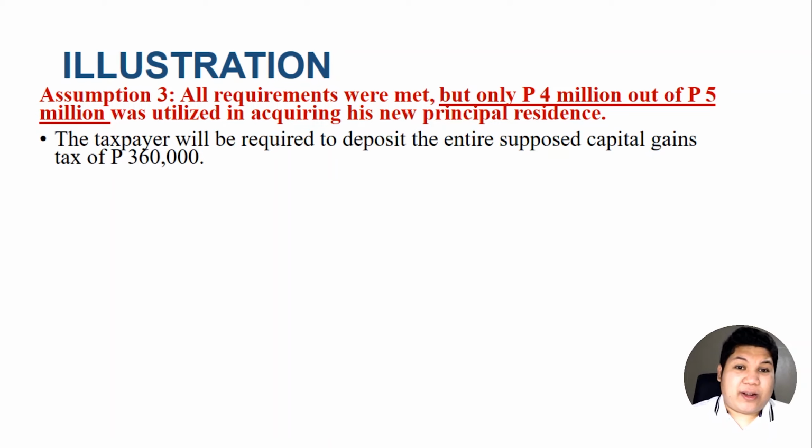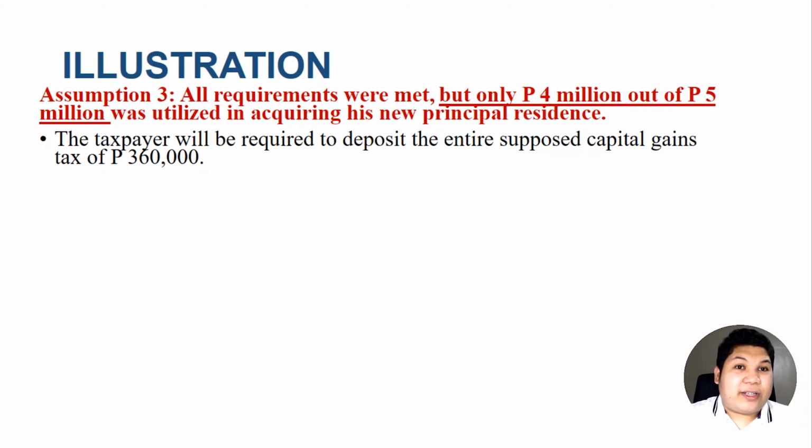The taxpayer will still be required to deposit the entire capital gains tax. Okay, it is always a requirement. If you decided to use the proceeds to acquire a new principal residence, you will be required to deposit in an escrow fund equivalent to the supposedly capital gains tax, the entire capital gains tax. That is a security deposit.